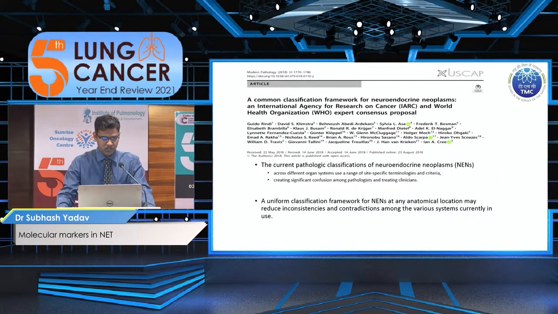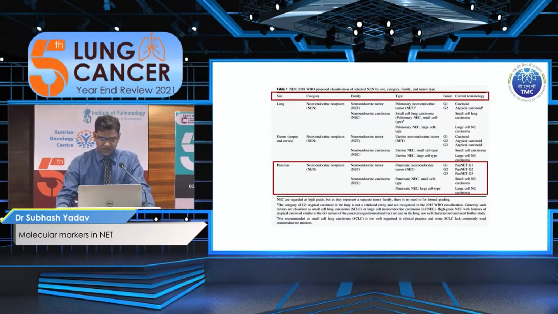There has been an attempt to make it a uniform nomenclature across the organ systems so that the clinicians accept it widely. However, because of the varied nomenclature, there is confusion among the pathologists as well as the clinicians, whether it's a neuroendocrine tumor grade 3 or a neuroendocrine carcinoma. As we can see here, in lung we still follow the carcinoid, atypical carcinoid criteria. In pancreas we have a well-differentiated neuroendocrine tumor grade 3 and a neuroendocrine carcinoma, whereas in other places we follow grade 3 as a carcinoma.